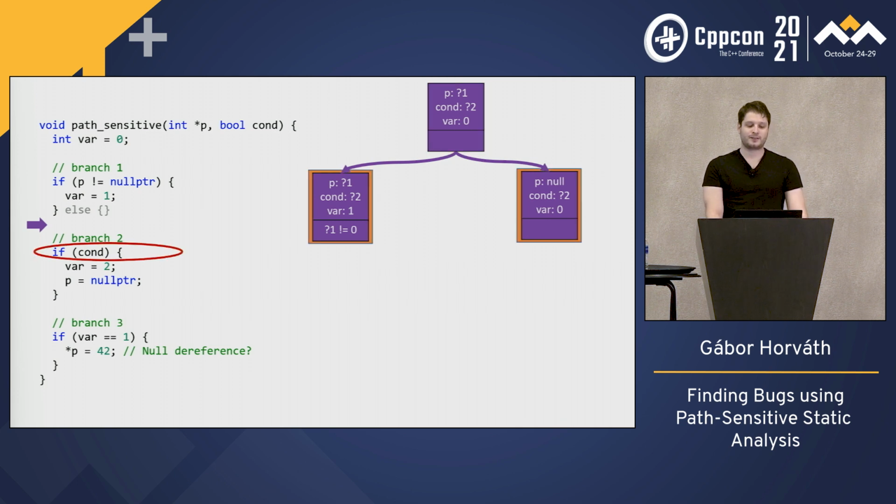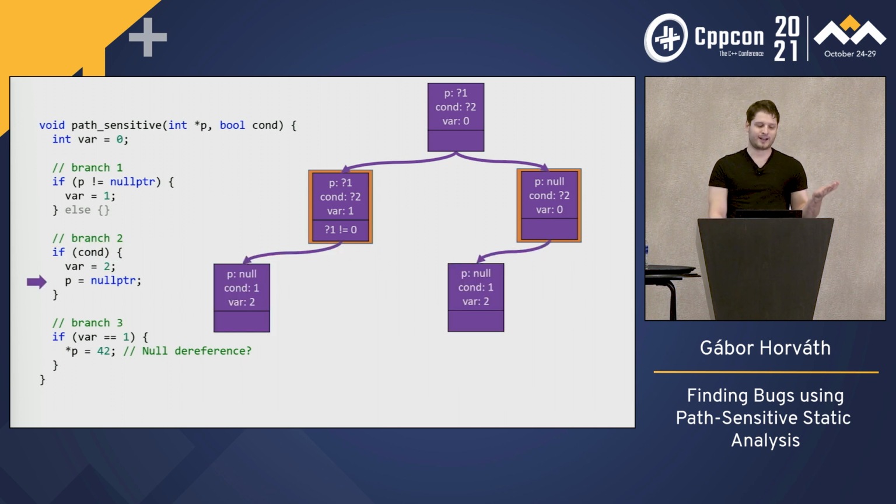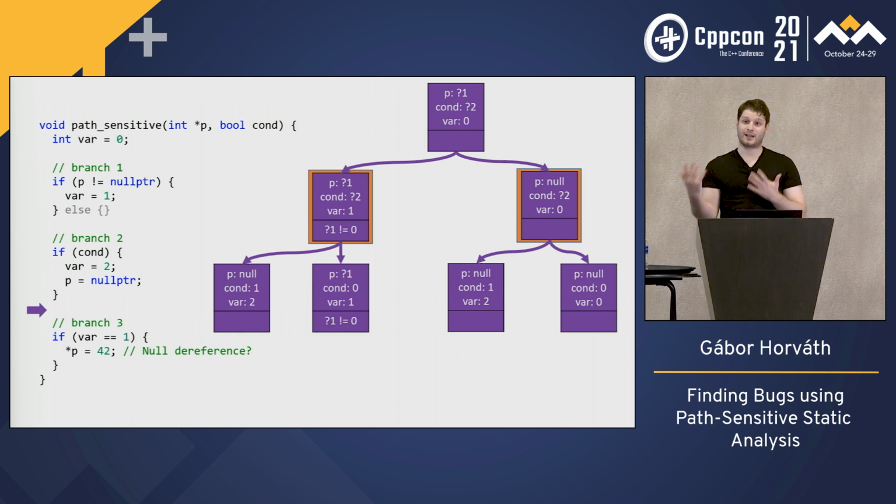And when we visit the second branch, we have two states to work with. So we want to know whether we can enter this branch from any of those states. And in this case, we know nothing about the value of cond. So from both of these states, we can enter this branch. And after we enter this branch, the value of the pointer is set to null, and the value of the variable is set to 2. But we can also skip this branch, take the implicit else branch, and in this case, the value of the pointer and the value of the variable did not change, and we know that the value of cond is 0.